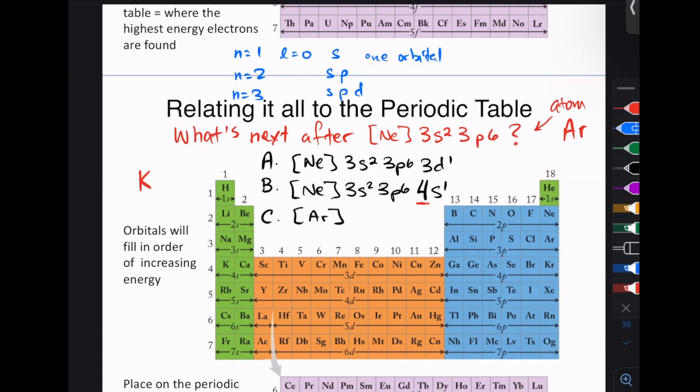3D is a little higher energy level than 4S. That is the right answer, all right? But that's just something that you learn, unless somebody showed you more in depth why that's the case. I'm going to try to show you a little more in depth now why that's the case. But B is the right answer here.